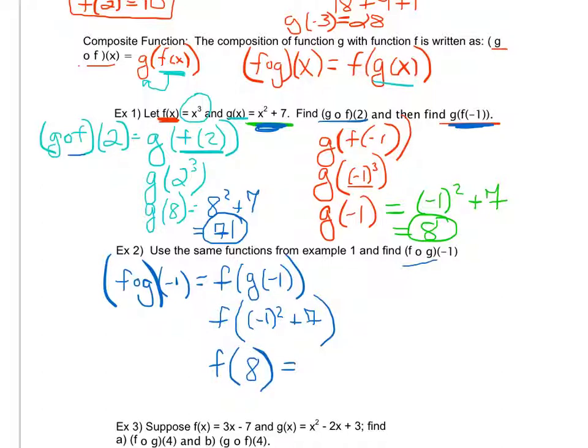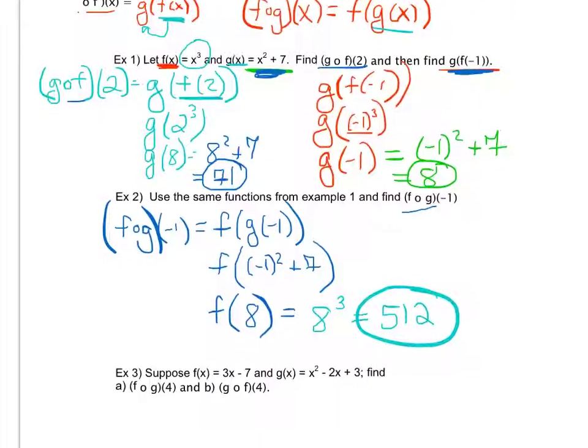Well, now what does this mean? This means go to my function f and plug 8 in. Well, my function f is x cubed, so when I plug 8 in for x, 8 cubed ends up being 512, and that's going to be my answer after going into both functions.